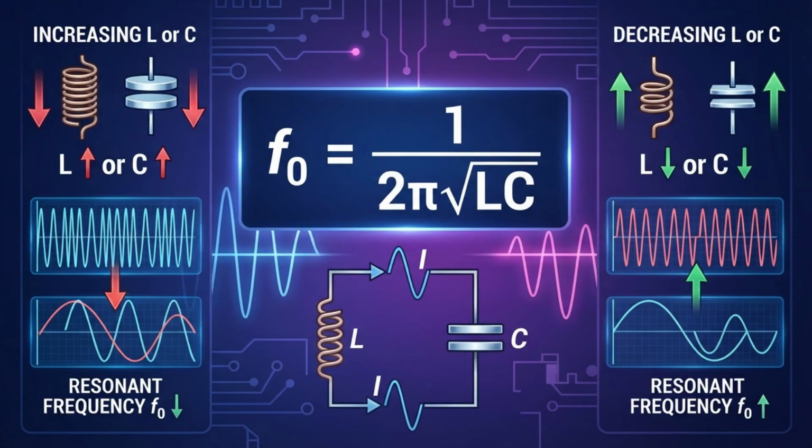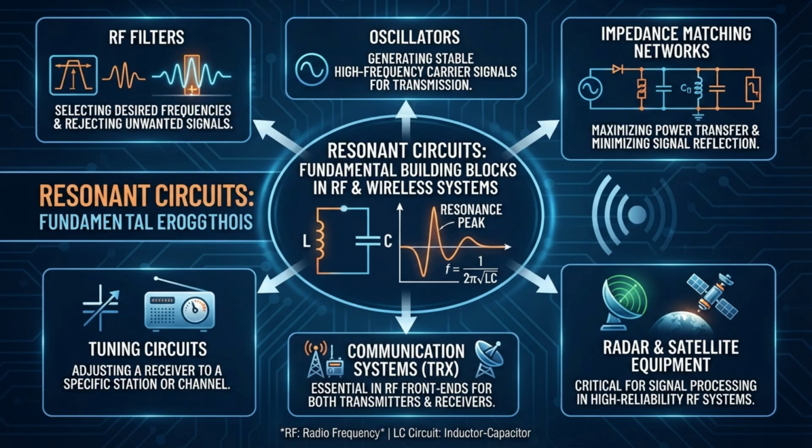Mathematically, the resonant frequency is determined by the inductance and capacitance of the LC circuit, f0. This equation shows that increasing either L or C lowers the resonant frequency, while decreasing them raises it. Resonant circuits are fundamental building blocks in RF filters, oscillators, impedance matching networks, and tuning circuits. They are widely used in communication receivers, transmitters, radar systems, satellite equipment, and wireless sensors.